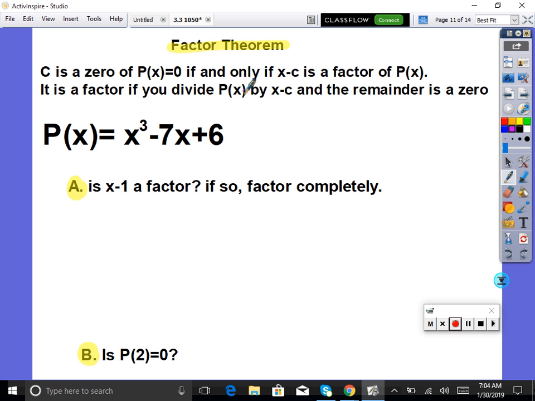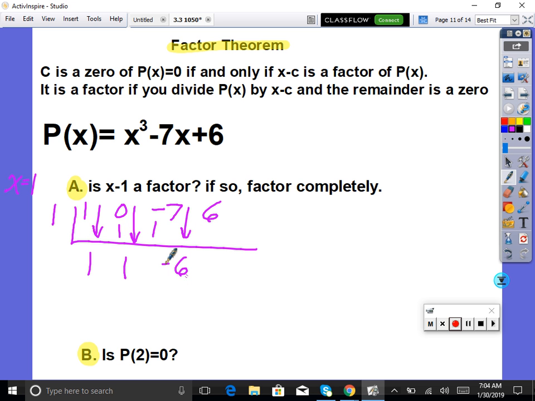All right, so it is a factor if you divide p of x by x minus c and the remainder is 0. So we already know this. So it says right here, is x minus 1 a factor? If so, factor completely. So we'd say, well, we don't know if it's a factor until we see if we have a remainder of 0. So I'm going to do synthetic division. I'm going to put in my 0, which is 1. x equals 1. Make my little house. 1, x squared is missing, 0, negative 7, 6. So I put in my coefficients. Then I add straight down, multiply up, add straight down, multiply up, add straight down, multiply up, add straight down. Is the remainder 0? So you'd say yes.